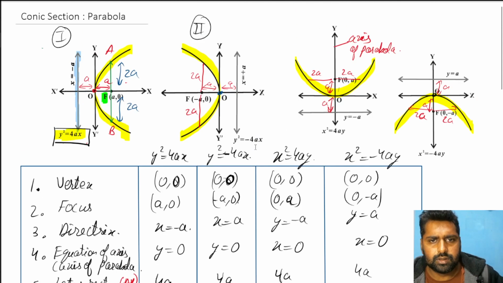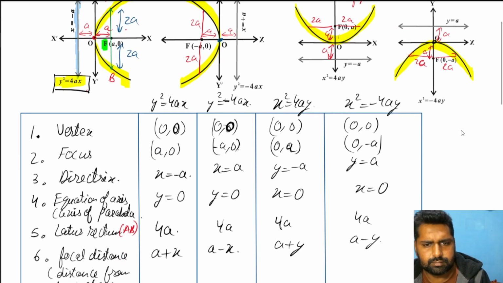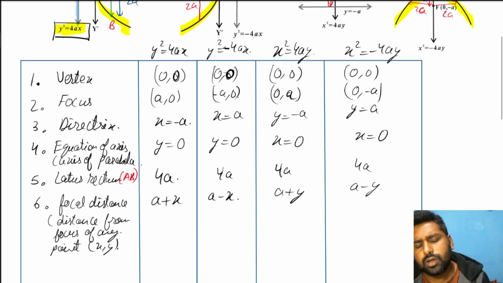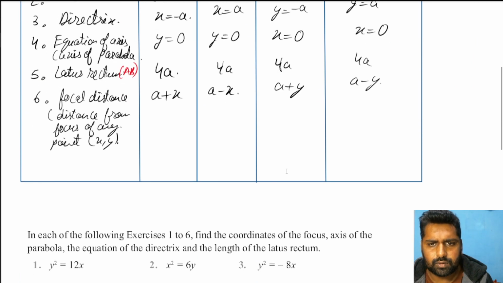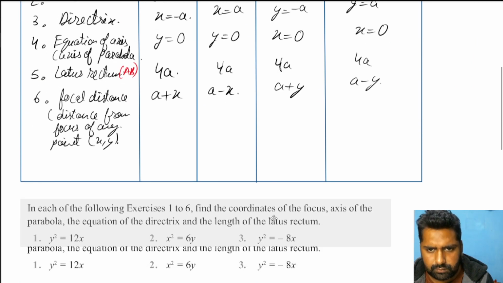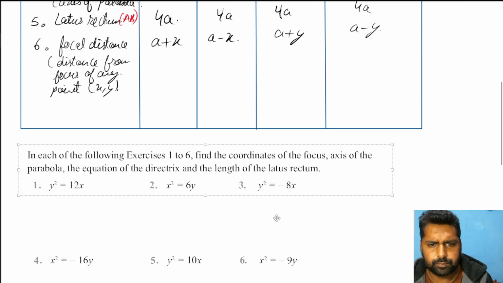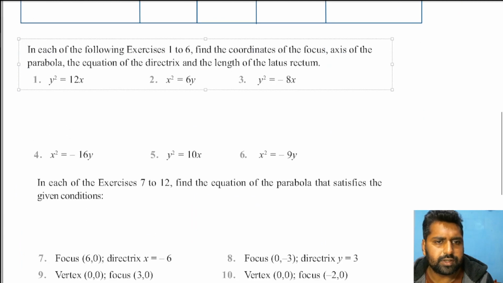Something you should know is the shape of this parabola, where it is opening. It's opening around positive x-axis, negative x-axis, positive y, or negative y. And the focus is in between the parabola. That's it. Rest everything we can figure out from the question. Let's see the questions now. You'll be able to understand more.